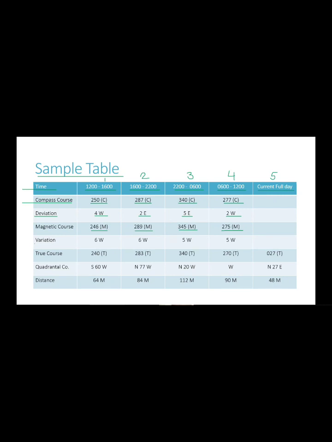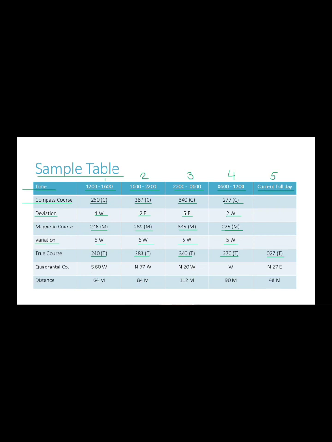Now we apply the variation. So you have 6 degree west, 6 degree west, 5 west, 5 west. We apply the variation and we get the true courses. हमारे पास चारों legs के true courses आ गए हैं. The set of the current is given in true notation, so that is also written here. So we convert this true course into the quadrantal notation now.